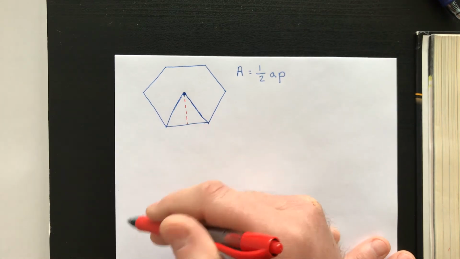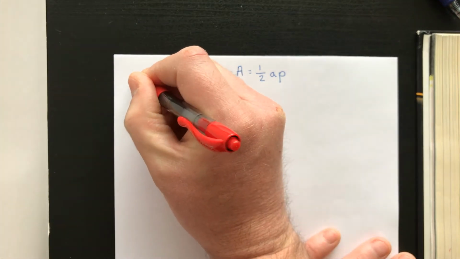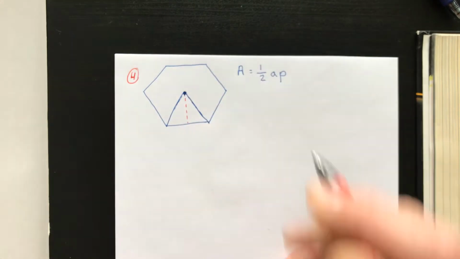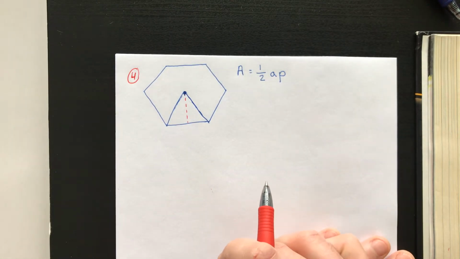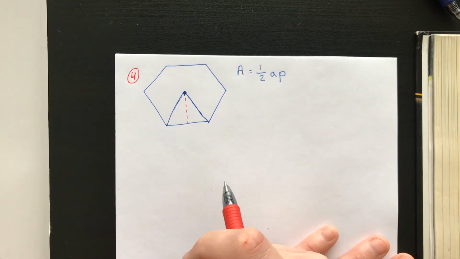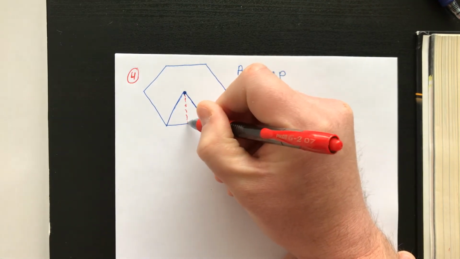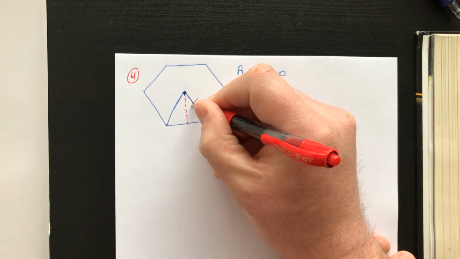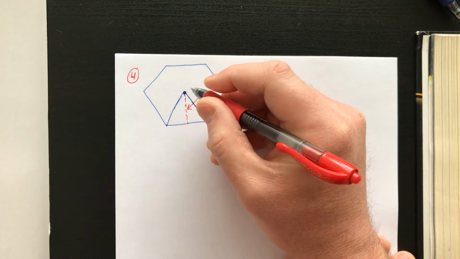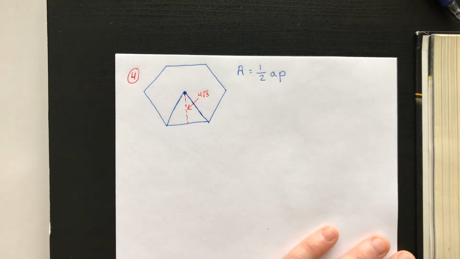So I'm going to do some problems for you, okay? I might as well just do problem number 4 on page 631, in the lesson check, just because I already drew the hexagon. The only piece of information that they give us is that this apothem is 4√3, 4 times the square root of 3.